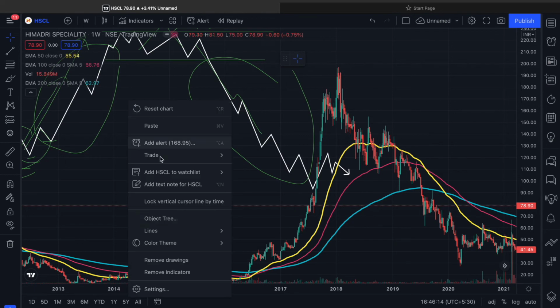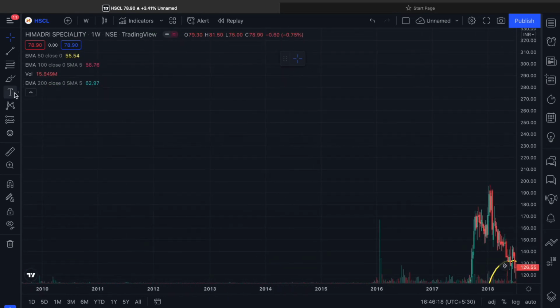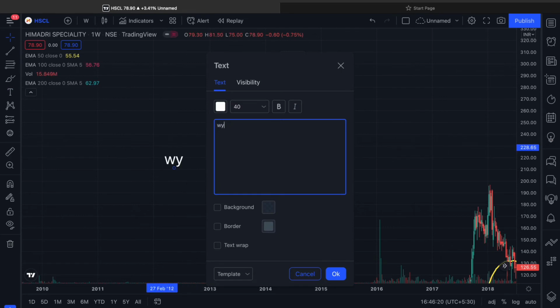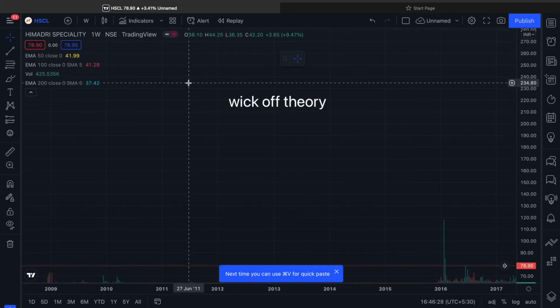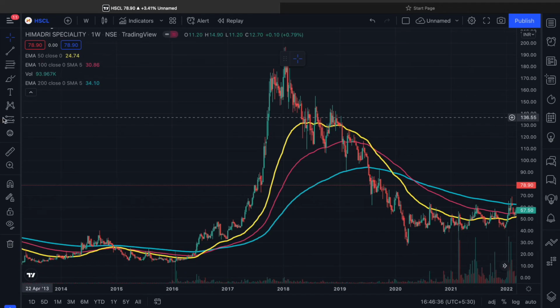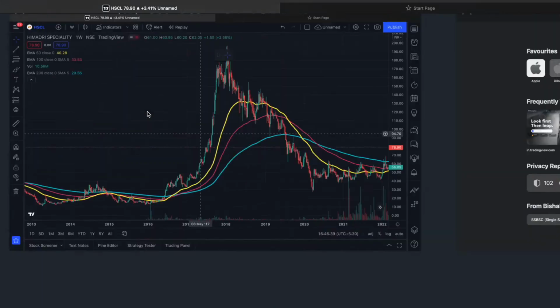Getting my point? So this is how markets work, right? Markets work in cycles, right? So I have told you now about the Wyckoff theory, right? What we have here is accumulation zones, markup phase, markdown phase, distribution zones or distribution phase, right? We have four major phases in the market. Now let's analyze this Himadri Speciality chart in this way. What has actually happened up here?